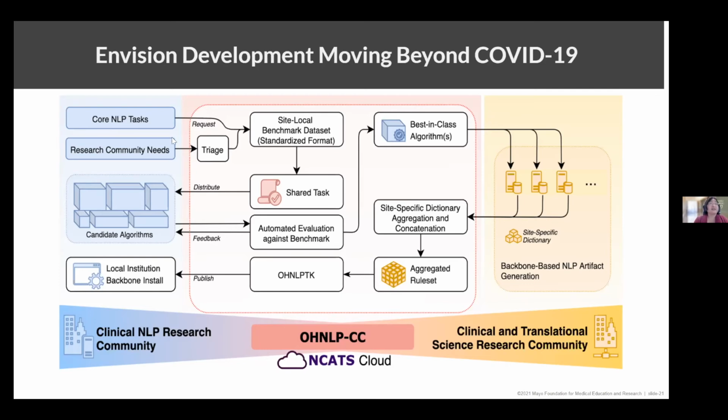And so this is almost all the pieces that we mentioned before. We want to take advantage of the clinical NLP research community to do the benchmarking and to do shared task challenges. And we want to leverage the framework we developed here to enable local site, institution installation. This is open and available through Apache.